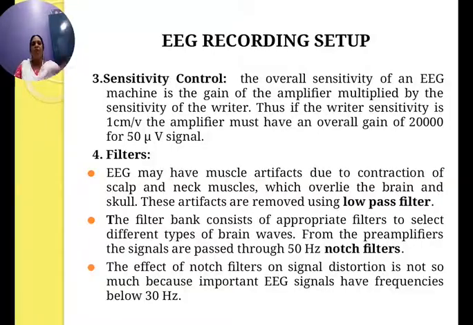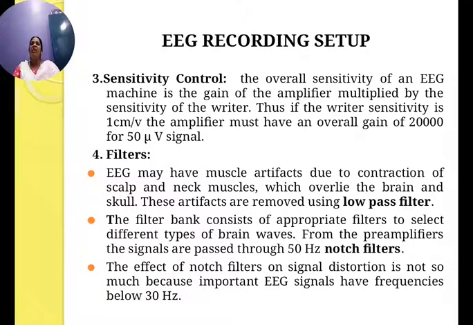The next part of your EEG recording setup is your sensitivity control. The overall sensitivity of an EEG machine is the gain of the amplifier multiplied by the sensitivity of the writer. Thus, if the writer sensitivity is 1 centimeter per volt, the amplifier must have an overall gain of 20,000 for a 50 microvolt signal. Now filters: EEG may have muscle artifacts.